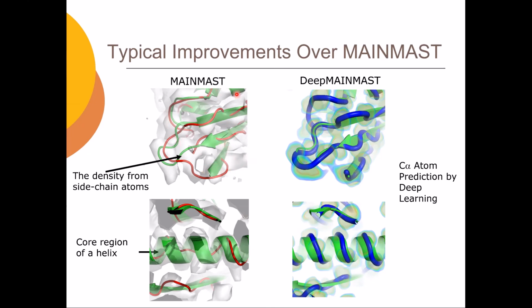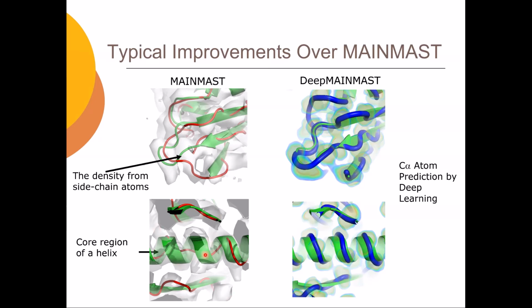Here green is the correct structure from the author, and red is the trace by the original MainMast, which only traces the dense positions. In this example, this region here is density from a sidechain. But since MainMast doesn't know where the C alpha is, it often goes through the sidechain density, but that can be nicely corrected if you detect the C alpha position by deep learning.